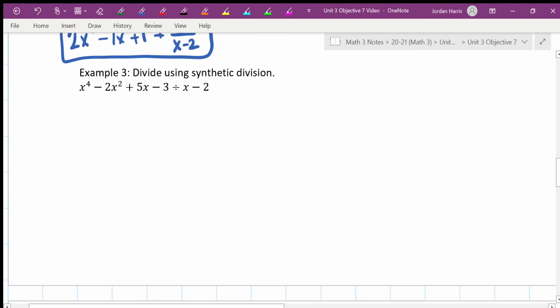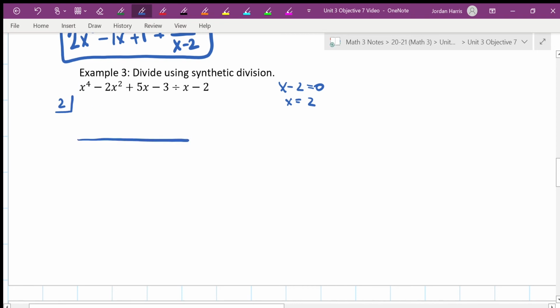Example 3. Divide using synthetic division. Now we're just going to divide. There's no question, is it a factor? We're just going to divide and get the answer. So x minus 2 equals 0. That means x equals positive 2. That's the number that goes in the box once again.